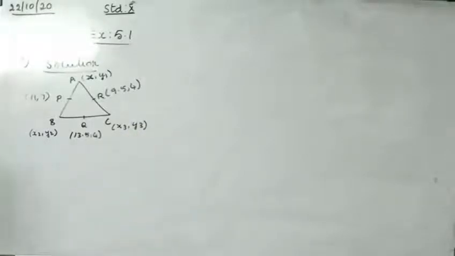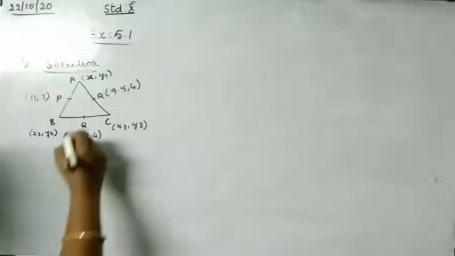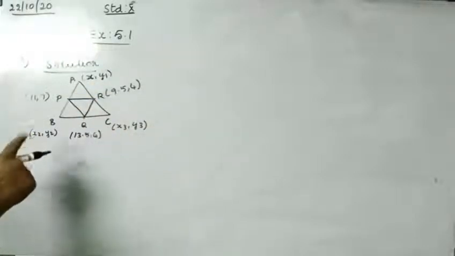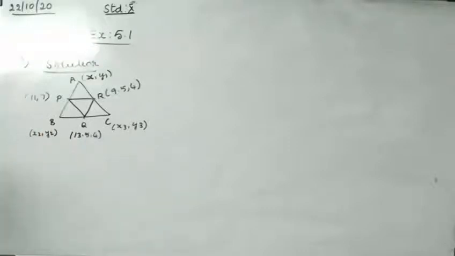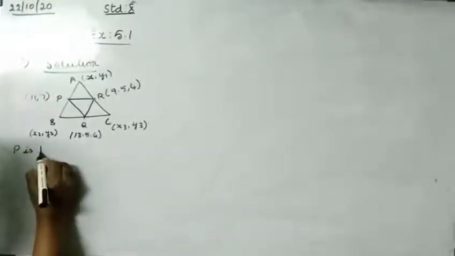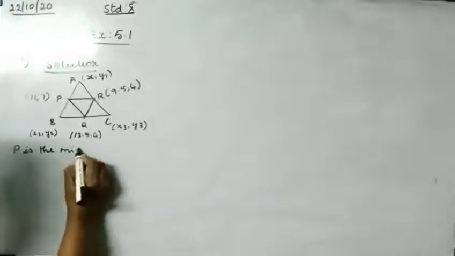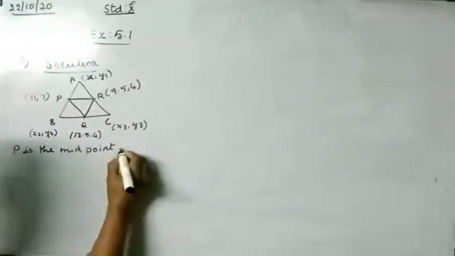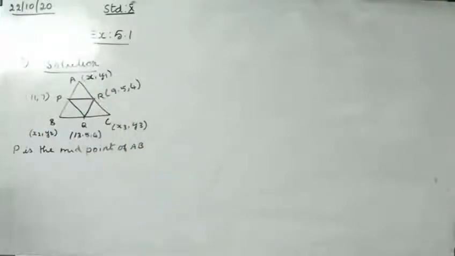Now first let me take P is the midpoint of AB. Now let me join these three. Now after finding these coordinates, I want to find the area of triangle ABC and area of triangle PQR. Then compare the two. Now, let me take P first. P is the midpoint of the side AB. So now A and B coordinates are here. Look at the diagram and write.